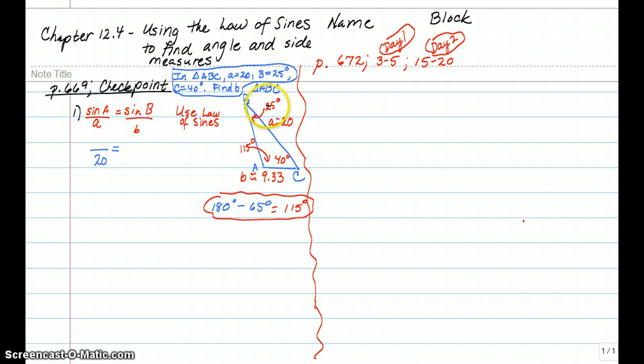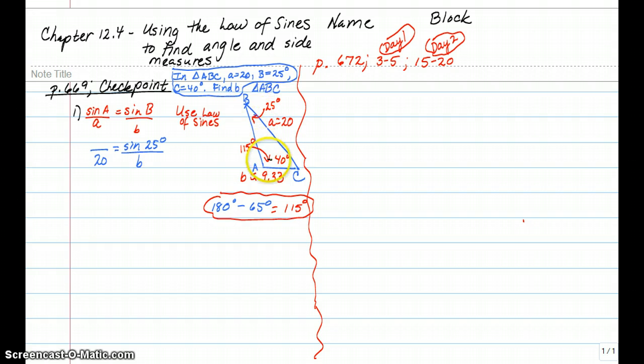Sine of B, so that's angle B, is 25 degrees. Sine of 25 degrees is what I meant to write. And we don't know what side B is yet, so we're just going to write B. But we can find angle A, and here's how we find it.